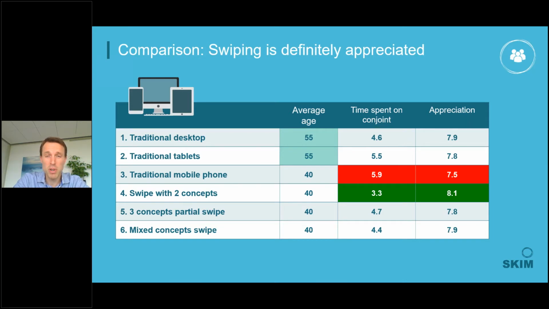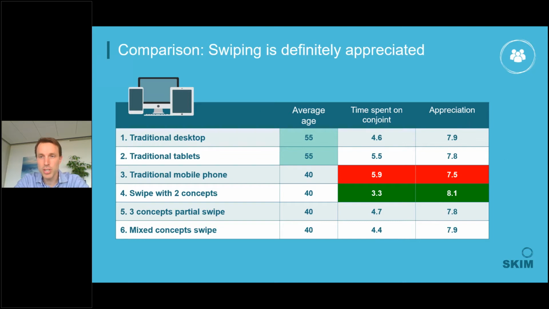So the traditional mobile phone method, those are the new solutions in Lighthouse. Respondents actually took quite a lot of time, almost 6 minutes, which is also a good thing, that we see respondents take the time to answer those questions. But we see with the conjoint swipe, we actually won a lot of time, especially with the 2 concept swipe, only 3.3 minutes. And also the other 2 methods were close to the desktop time.